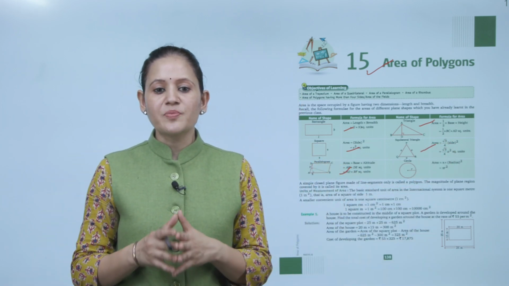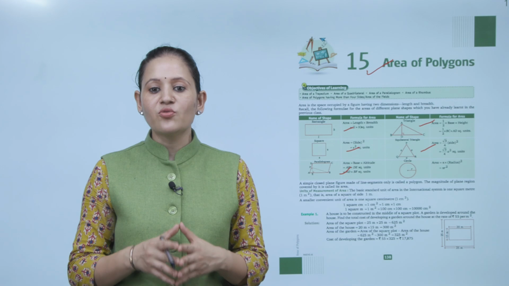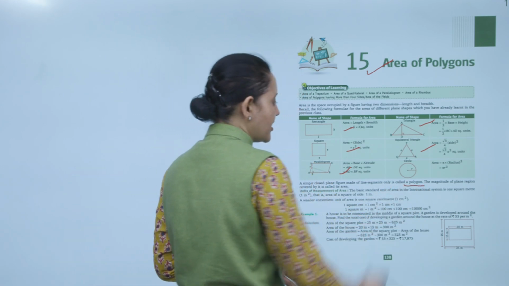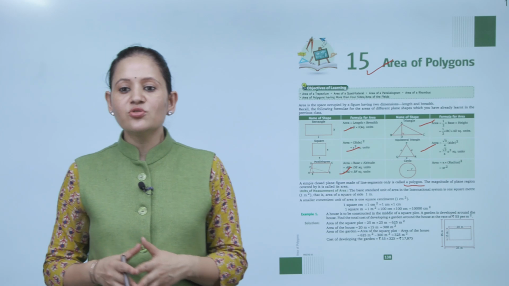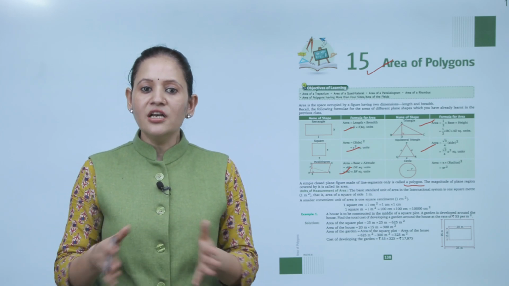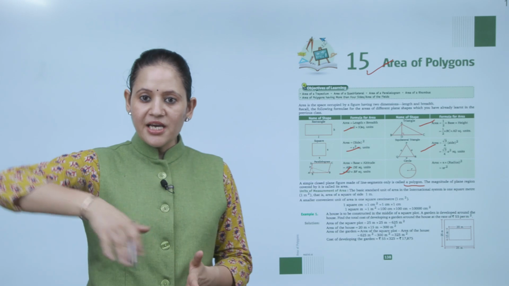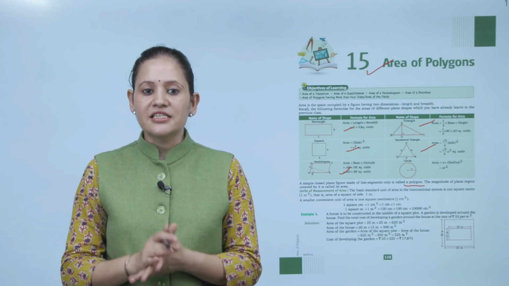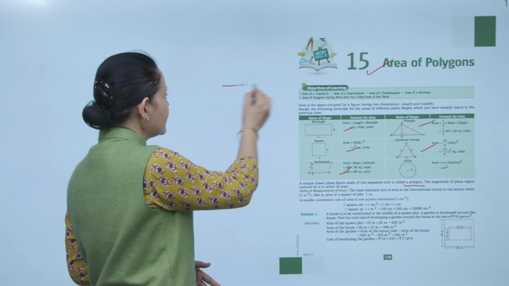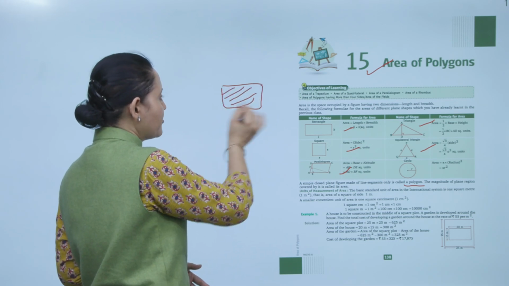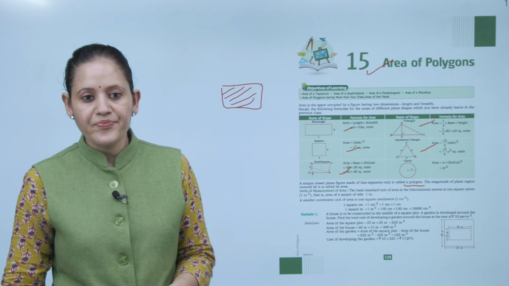A simple closed plane figure made of line segments only is called a polygon. The magnitude of the plane region covered by it is called its area. किसी भी shape के अंदर का जो भी होगा, that is called area. Next, suppose this is a rectangle. So the inner part enclosed by the boundary is known as its area.